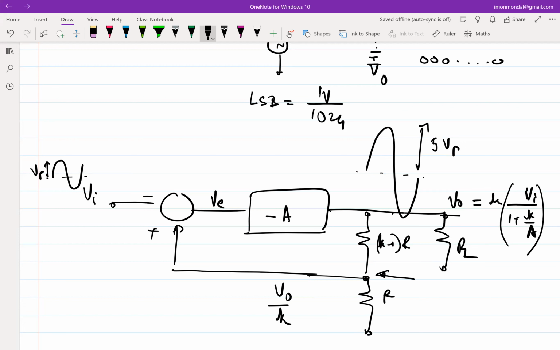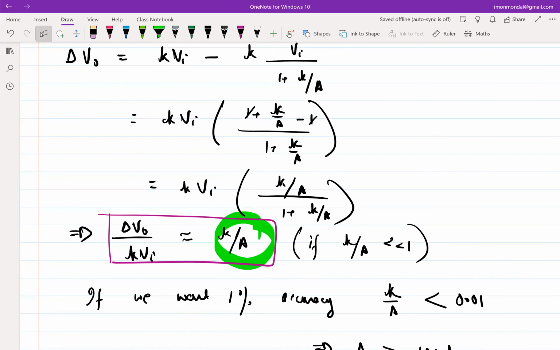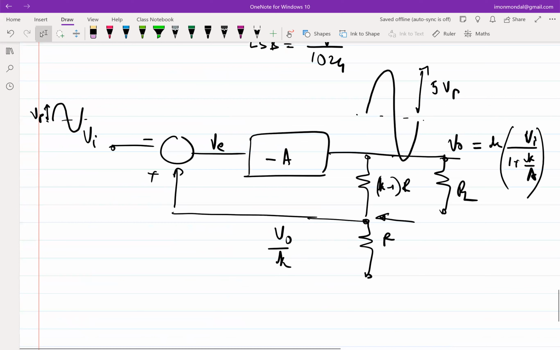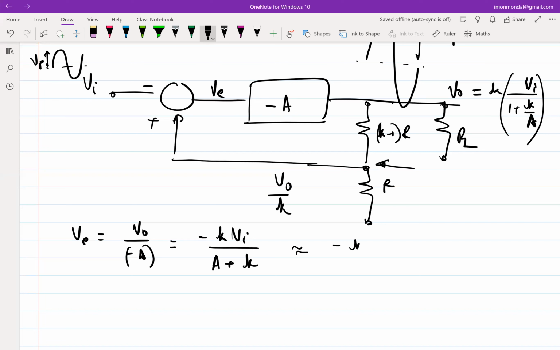VE, right? So what is VE? VE is, we saw, we did this thing. It's essentially V0 by A, correct? So VE is, or in this case, V0 by minus A, which is K times Vi by A plus K, correct? Minus, right? So if A is much higher than K, this is approximately equal to minus K times Vi by A, correct? So VE is a strong function of A.